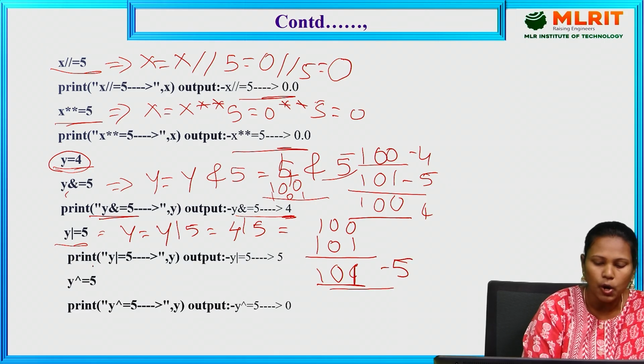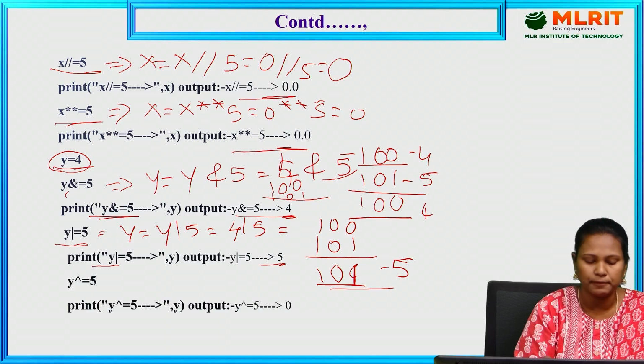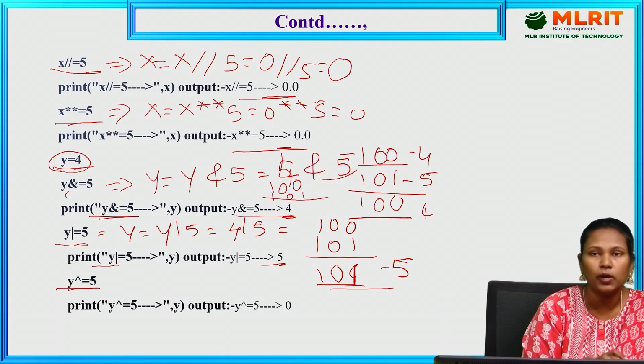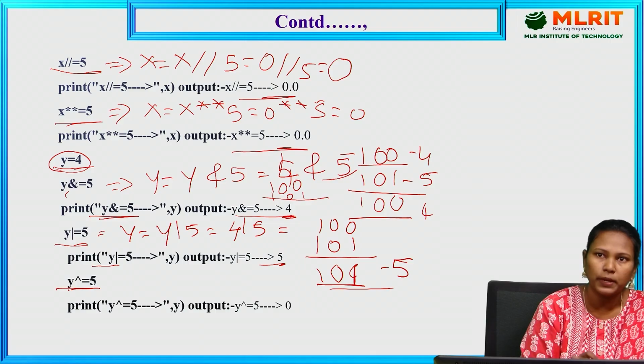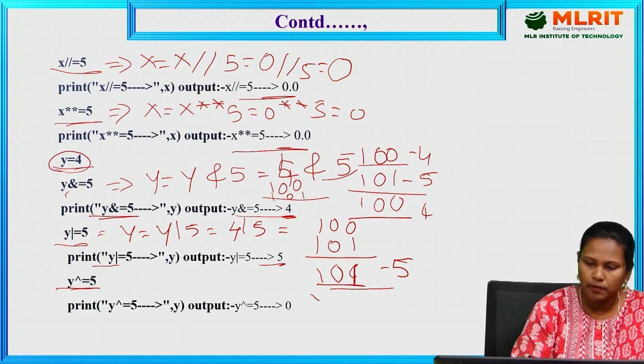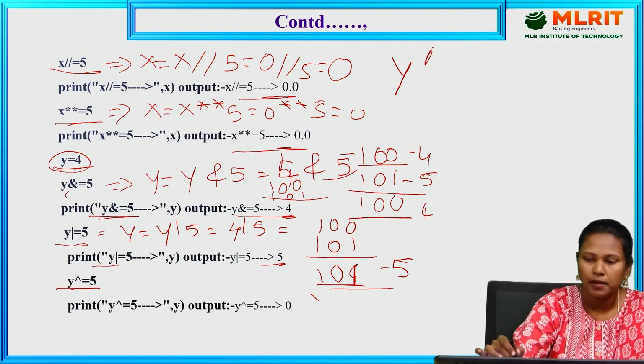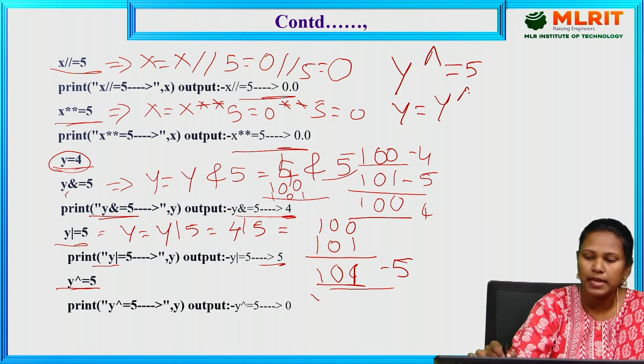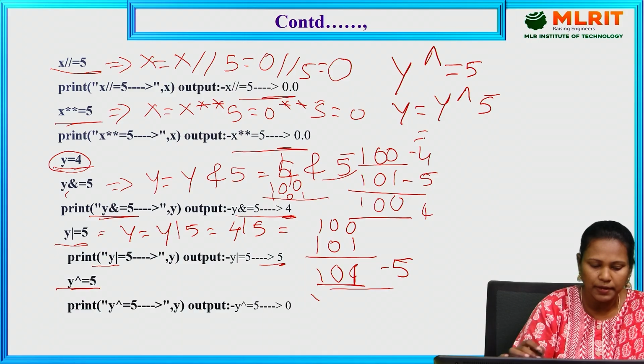So this is the OR operation. The output is 5. Next one, XOR. In the XOR operation, if both the inputs are different, it will be true. So here y XOR equal to 5 means y equals y XOR 5. Here also the y value is 5 only.